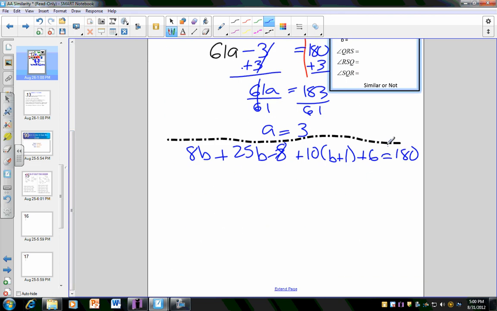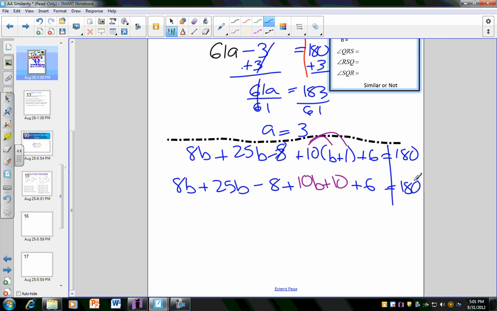So, can I use the distributive property? You better believe I can. I'll do it in purple. 10 times B, 10 times 1 gives me 10B plus 10. I'll just rewrite everything else. 8B plus 25B minus 8 plus 10B plus 10 plus 6 equals 180. That's a mouthful. So let's just take a second to breathe. Then let's get back into it.